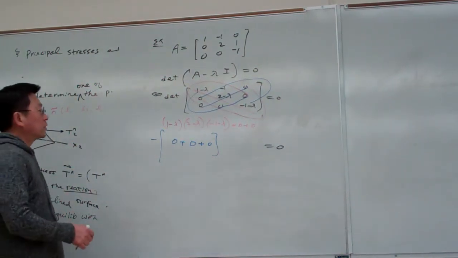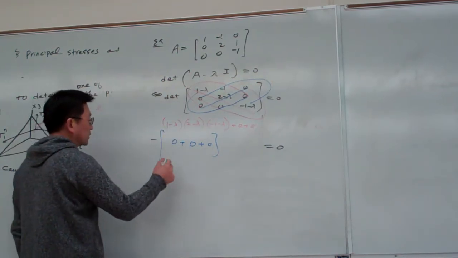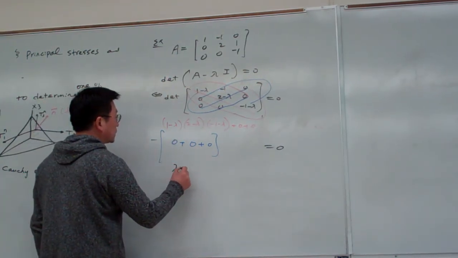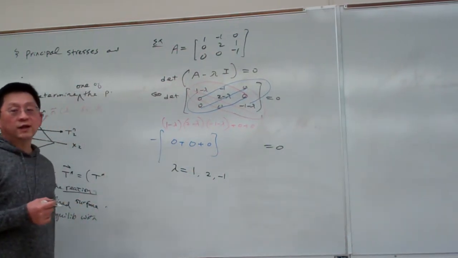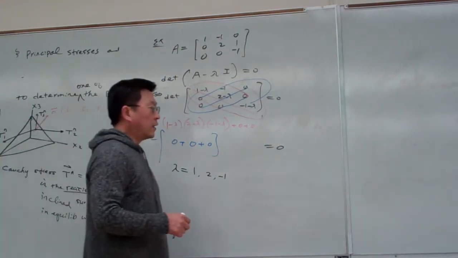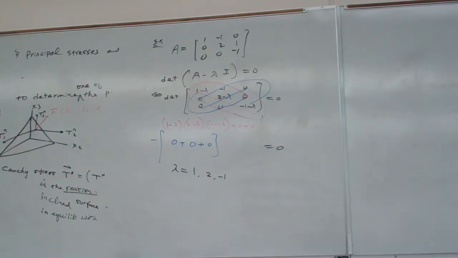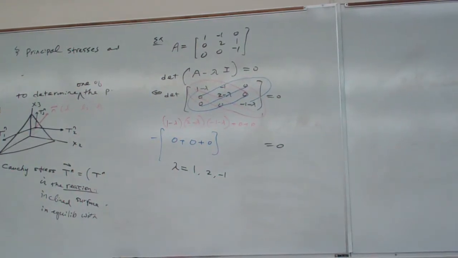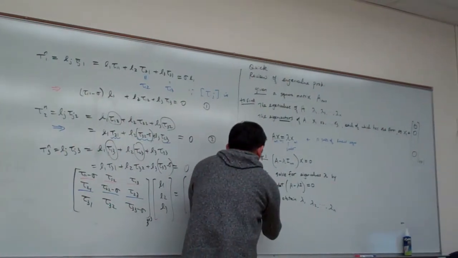Okay, so under this one, this is a special case. Under this case, we can see easily lambda equals 1, 2, and minus 1. We have 3 eigenvalues, right? And in general, you will obtain lambda 1, lambda 2, up to lambda n. Okay, just like our calculations.